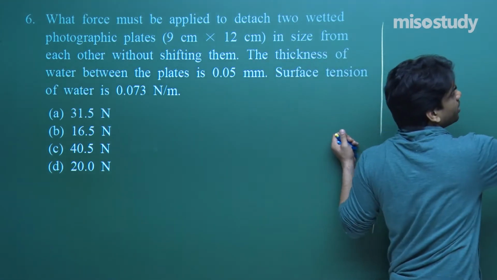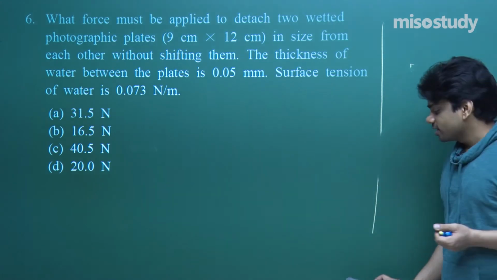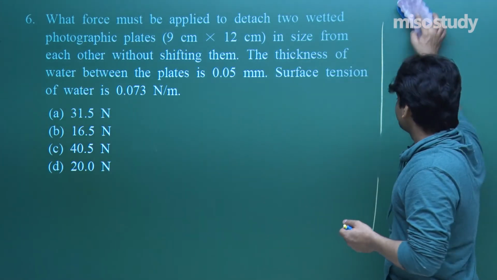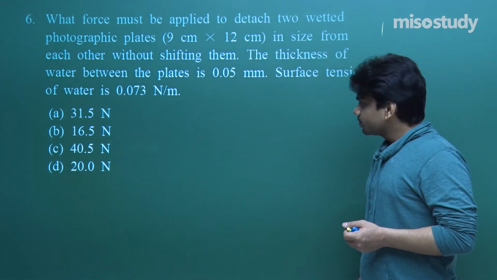And one more thing you must have learned: for the inner side of the concave portion, the excess pressure will be equal to S by R. Remember this. That is what we have used here. Next, let's go ahead with the next formula.